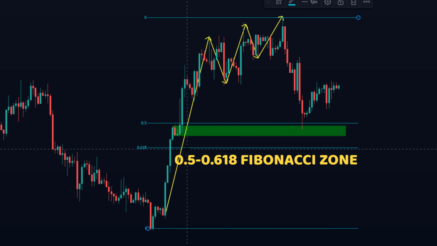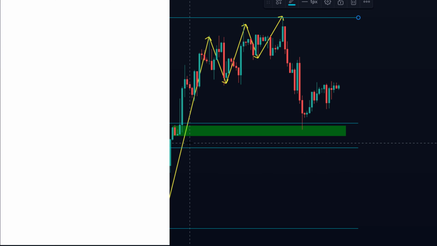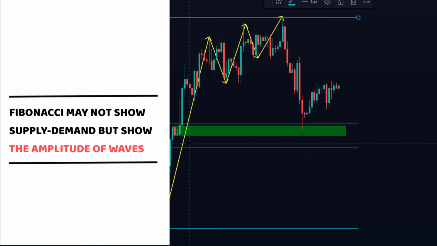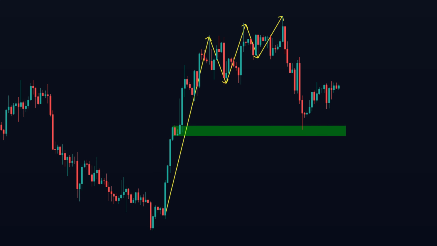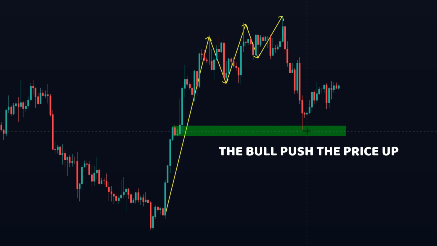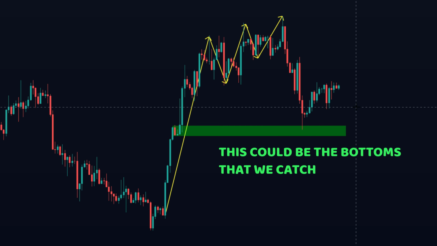The 0.5-0.618 zone. This Fibonacci zone is a strong zone. It doesn't show the supply and demand, but it shows about the amplitude of the waves. On 4 hour time frame, we can know that the price had just dropped to this area, and then the bull pushed it up. It could be a potential zone that could be a strong base of the bull. Now we'll go into 1 hour time frame for more details.